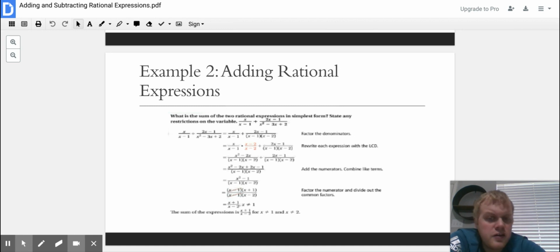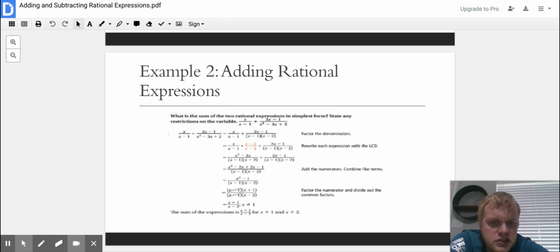Now again, the other part that we look for here is the other denominator, which is still x minus 2, because remember, in our denominators, we cannot have that equal 0. So I also set that equal to 0. So our restrictions here are x cannot equal 1 and x cannot equal 2, because again, you just set that equal to 0 and solve for x.